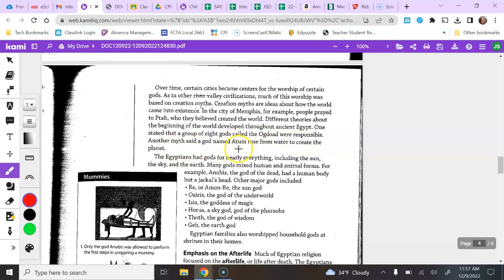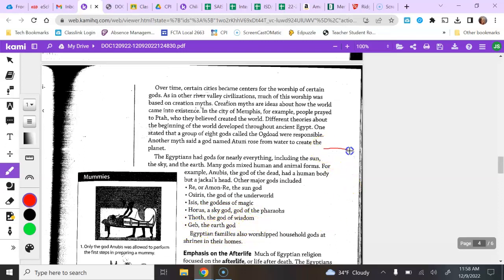Another myth said a god named Atum rose from water to create the planet. The Egyptians had gods for nearly everything, including the sun, the sky, and the earth. Many gods mixed human and animal forms. For example, Anubis, the god of the dead, had a human body but a jackal's head. Other major gods included Re or Amon-Re, the sun god, Osiris, the god of the underworld, Isis, the goddess of magic, Horus, sky god, god of the pharaohs, Thoth, the god of wisdom, and Geb, the earth god.